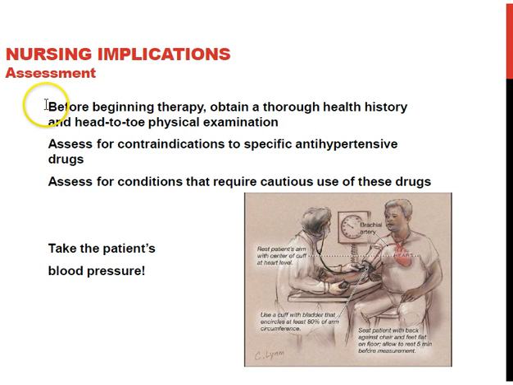So very important to do a head-to-toe assessment on your patient, assess for any contraindications to antihypertensive medications, and that would be what? That their blood pressure was too low at the time. Assess for conditions that could require caution in these drugs. So what might require caution, especially with a beta blocker? Think about it. The asthma or COPD, that's right.